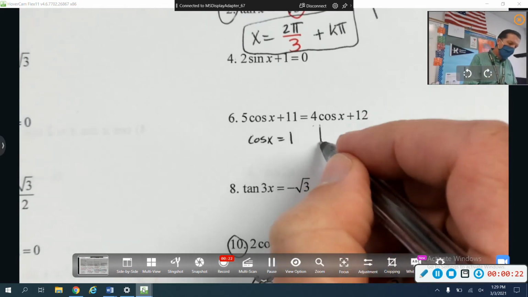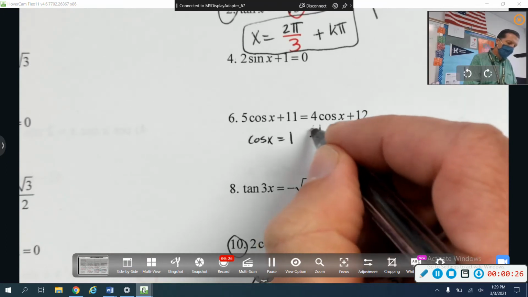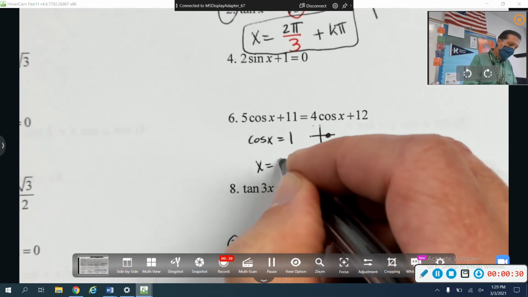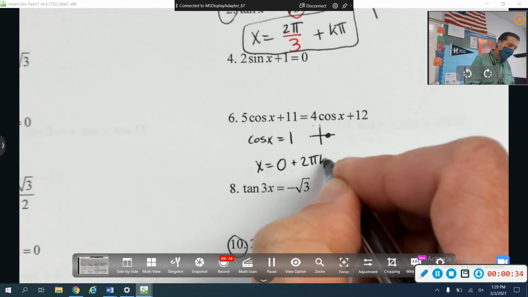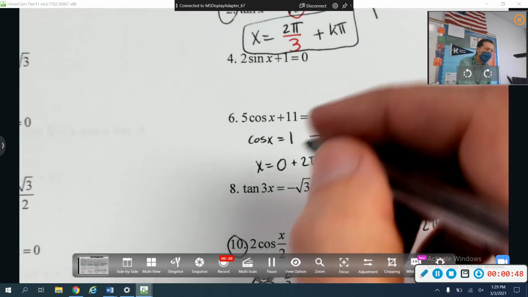I think a picture is helpful. So cosine is 1 when the x-coordinate is 1, so that'd be over here at 0, plus 2 pi k. Now, usually we get the other answer by doing plus or minus, but plus or minus 0 doesn't really change anything, so we just leave it at 0 and we're fine. I guess it wouldn't be wrong to put plus or minus 0, it would just look kind of funny.